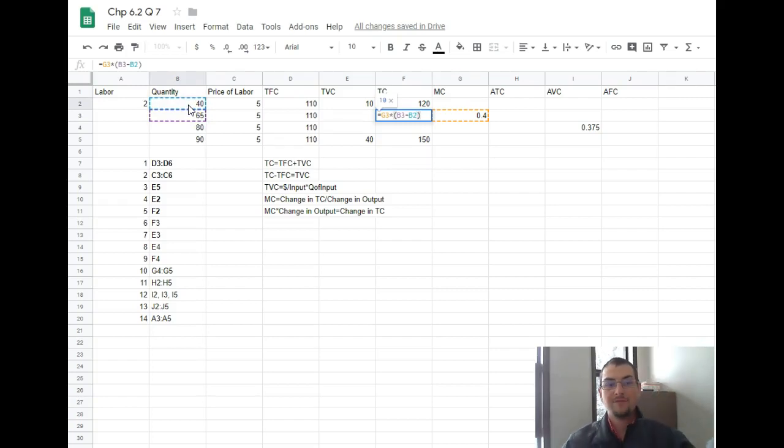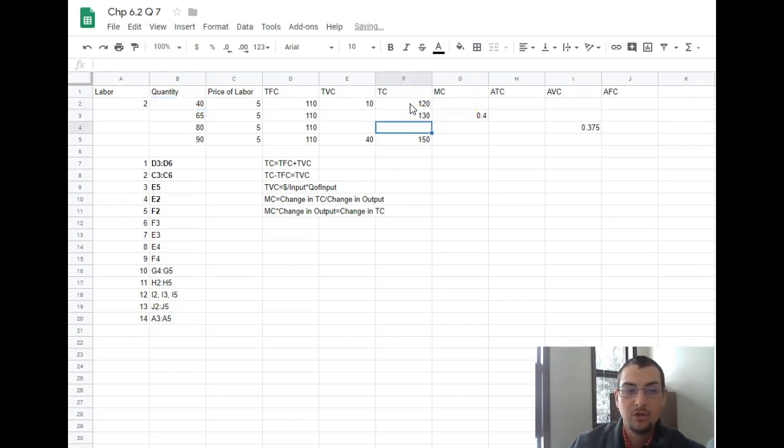And then we now have to calculate the change in input. So if you remember, the change in input would be this new total cost minus the old total cost. So we're going to simply add in this original total cost to calculate our new total cost. So we see that our new total cost is actually 130. And the way that we did that is we took the change in quantity times the marginal cost and then added this original total cost.